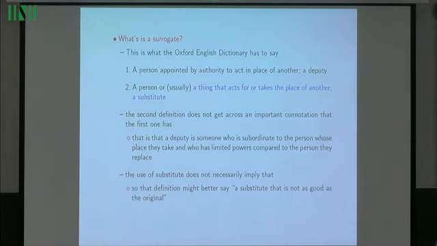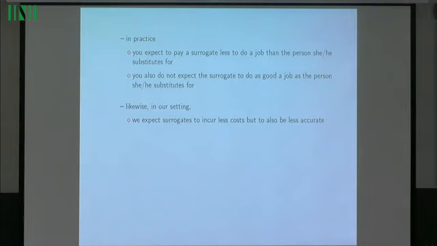What the second one doesn't get across is an important connotation the first one has: that a deputy is someone who is subordinate to the person they replace, with limited powers compared to that person. A substitute doesn't necessarily say that, so maybe it should say a substitute that is not as good as the original. Anyway, those are my definitions. In practice, you expect to pay a surrogate less to do a job than the person they substitute for. You also do not expect a surrogate to do as good a job. So in our setting, we expect surrogates to incur less cost, but also to be less accurate.